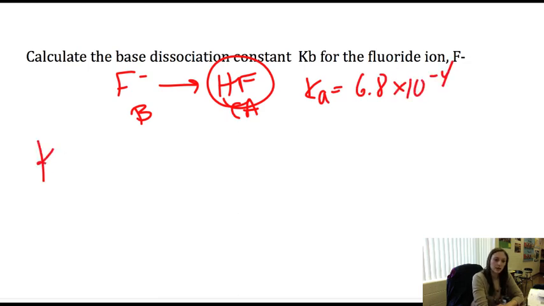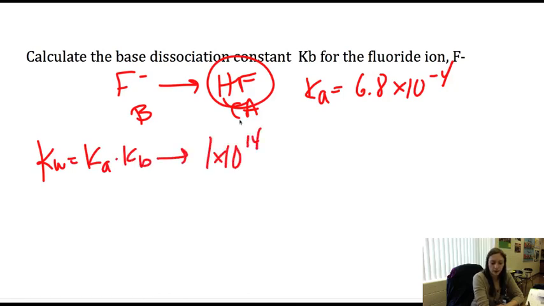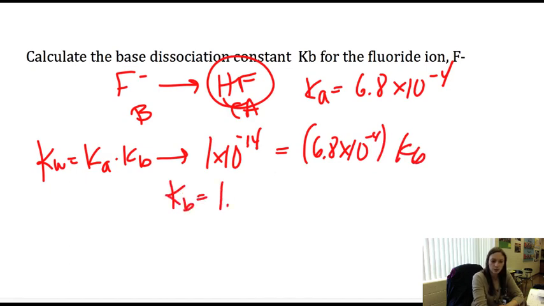That means that Kw, 1 times 10 to the negative 14th, is going to be equal to 6.8 times 10 to the negative fourth times my Kb. So all you do is divide. My Kb is 1.47 times 10 to the negative 11th.